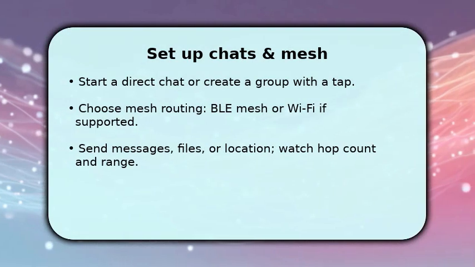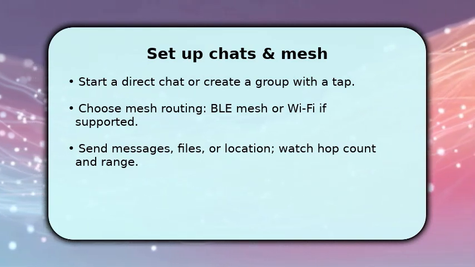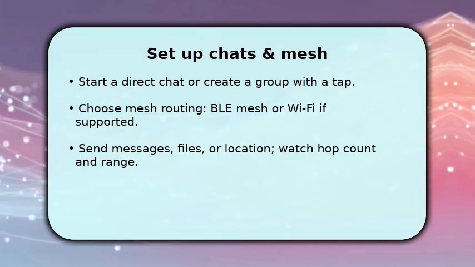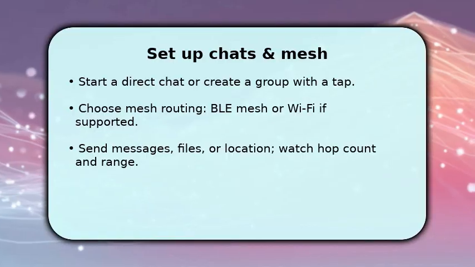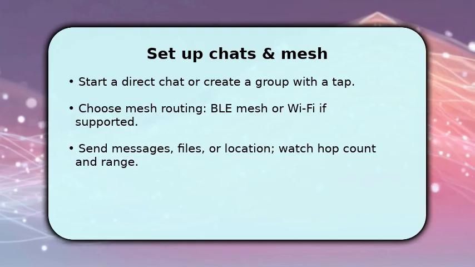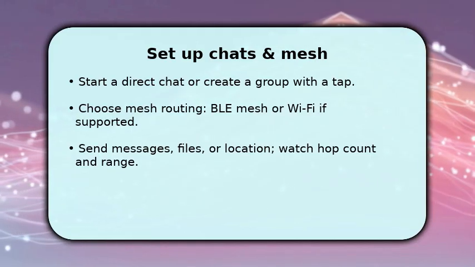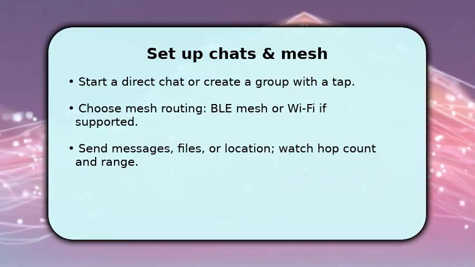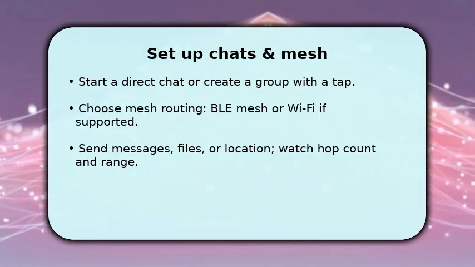You now set up conversations. Tap to start a one-to-one chat or create a group for multiple peers. Once created, choose the routing mode, BLE mesh for battery efficiency or Wi-Fi when available to optimize reach. When you send a message, the app uses nearby peers as relays. This is why placement and density matter. Make sure you include short messages and concise attachments so relays pass them quickly. Also adjust relay settings if you need fewer hops or longer range.